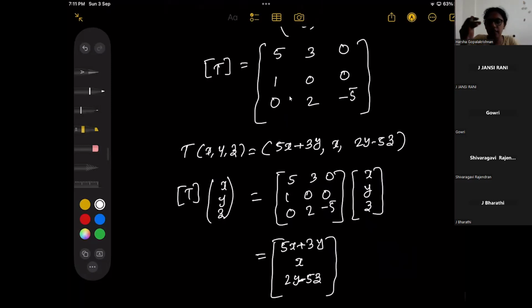Is this matrix representation clear for everyone? Yes, ma'am. Okay. If anyone has a doubt, you can ask, and we can clear that and then go.